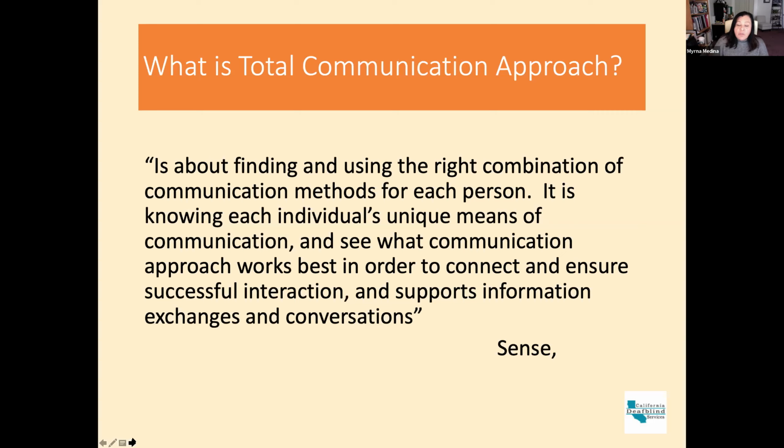So what is the total communication approach? According to Sense, it's about finding and using the right communication methods for each person. It is knowing each individual's unique means of communication and seeing what approach works best in order to connect and ensure successful interaction, and support information exchanges and conversations.